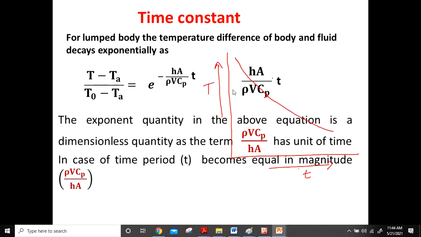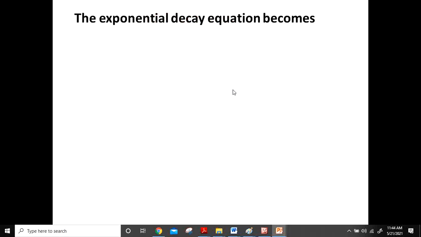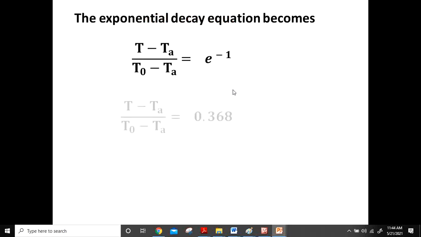The exponent quantity in the above equation is a dimensionless quantity, as the term rho V Cp divided by hA has the unit of time. When time t becomes equal in magnitude to rho V Cp divided by hA, that is the time constant, and the exponent takes the value 1. e to the power of minus 1 is equal to 0.368.